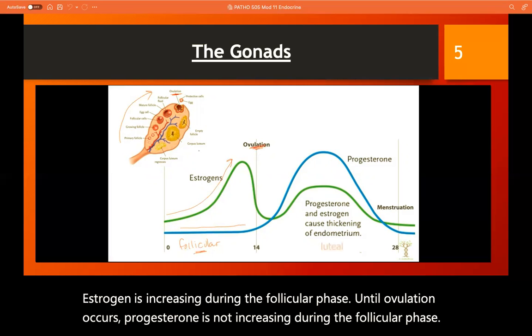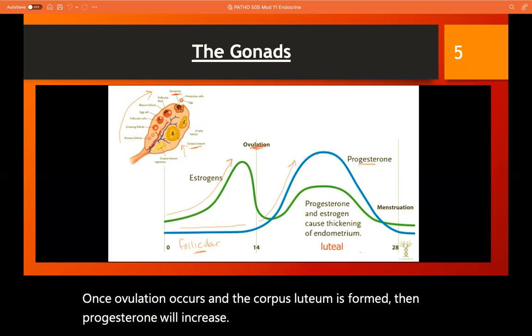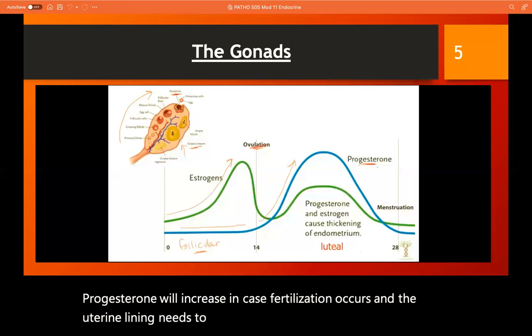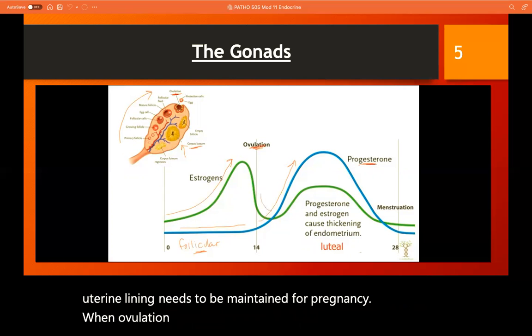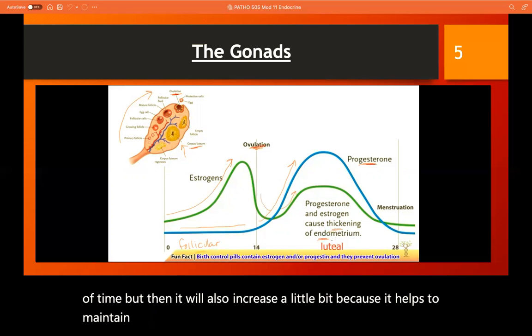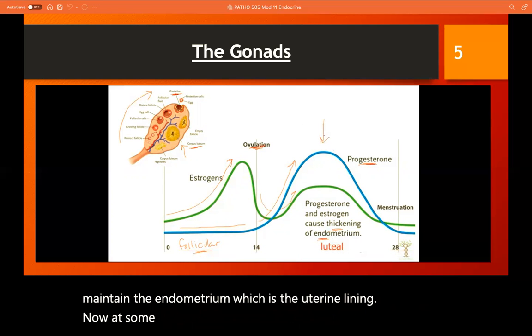Once ovulation occurs and the corpus luteum is formed, then progesterone will increase. Progesterone will increase in case fertilization occurs and the uterine lining needs to be maintained for pregnancy. When ovulation occurs, estrogen will dip down for a short period of time, but then it will also increase a little bit because it helps to maintain the endometrium, which is the uterine lining. Now, at some point, if fertilization does not occur, then these hormones are going to start to decrease.